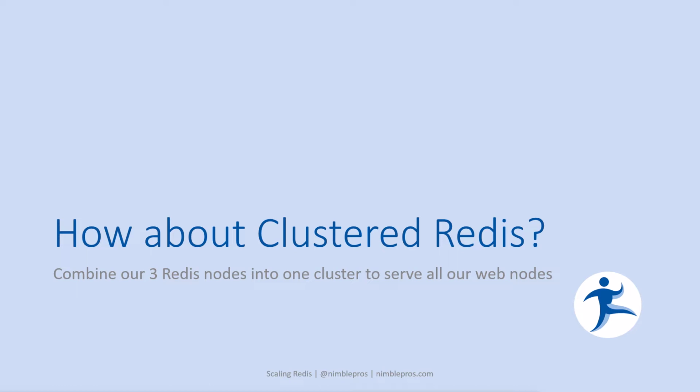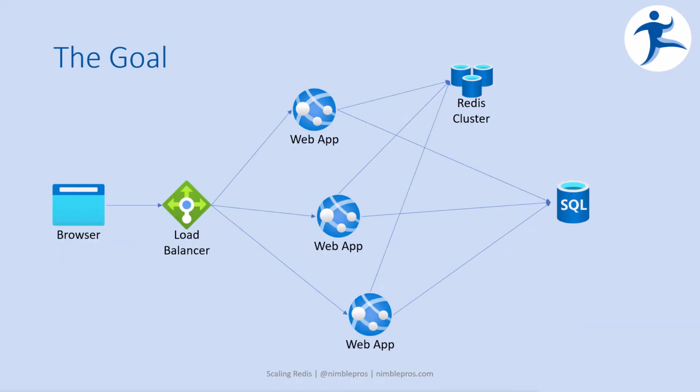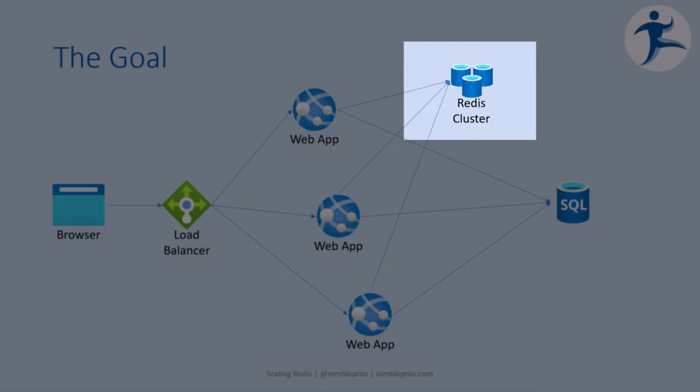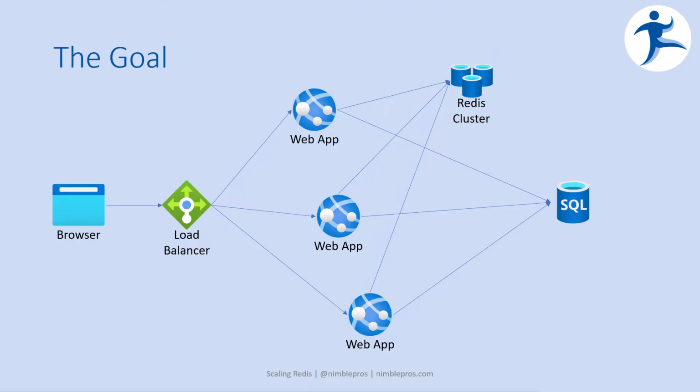Fortunately, Redis supports clustering. Our new goal is to modify our architecture so that all of the web apps share access to a single Redis cluster. We're going to take our 3 existing Redis servers and turn them into a single Redis cluster. We're still getting the scalability benefits of having multiple Redis servers, but by using a cluster, we are ensuring different versions of the data aren't being stored separately and potentially becoming out of sync.